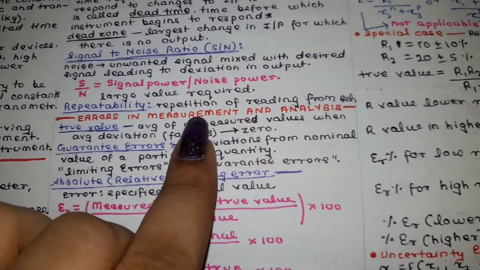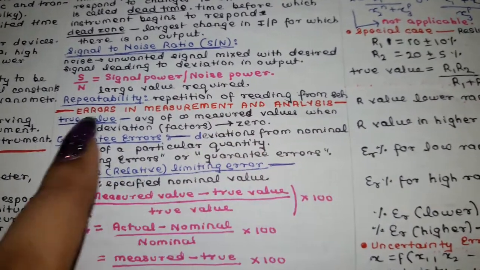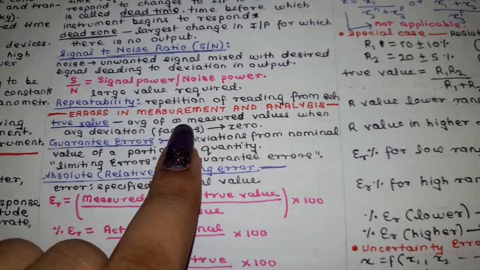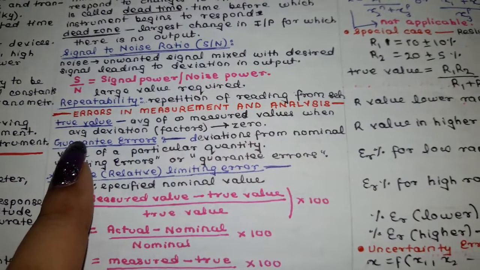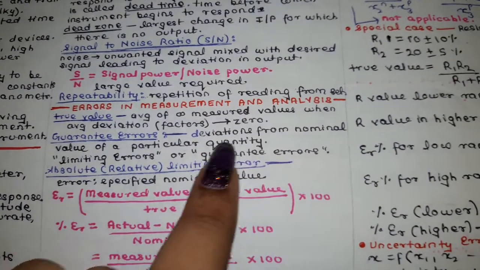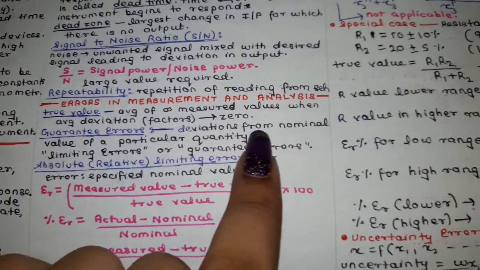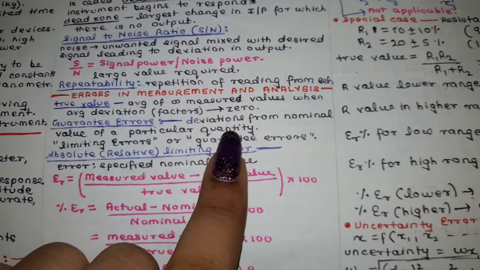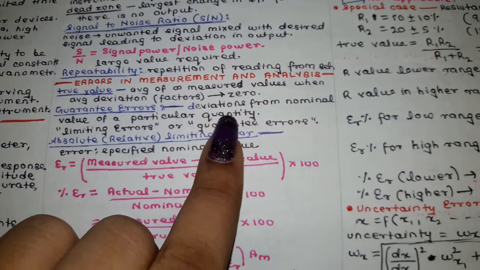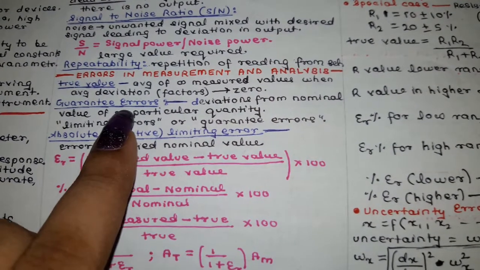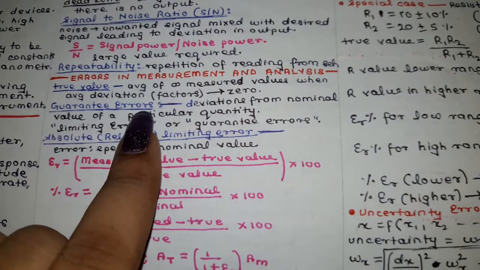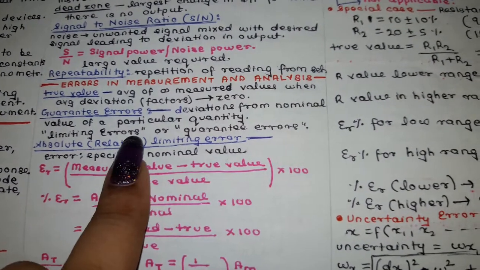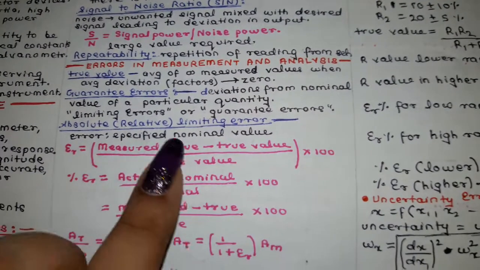Let's talk about error in measurements and analysis. True value: the average of infinite measured values when the average deviation is 0. Okay, let's talk about guarantee errors, the deviation from the nominal value of a particular quantity. It is often given by the manufacturers. Manufacturers have already determined the guarantee errors. These are also called limiting errors or guarantee errors.